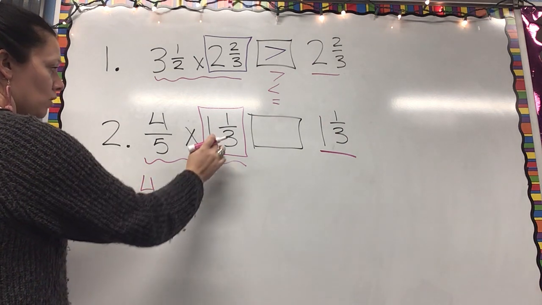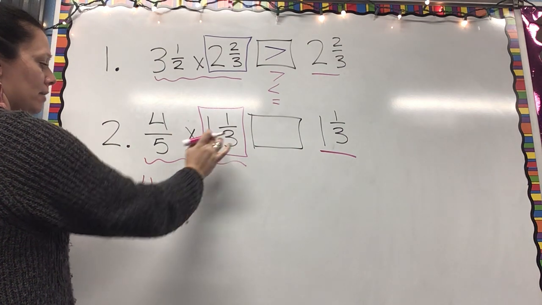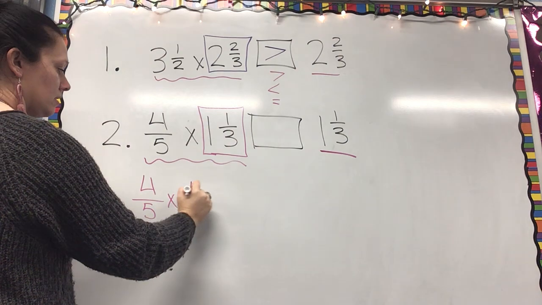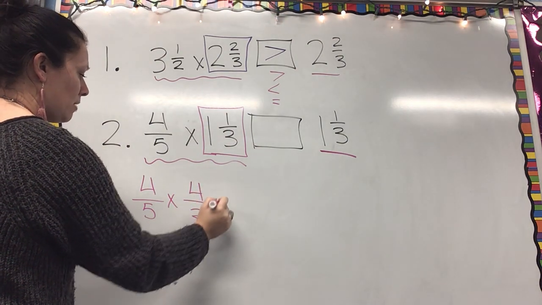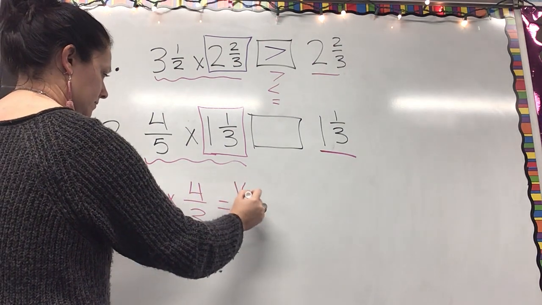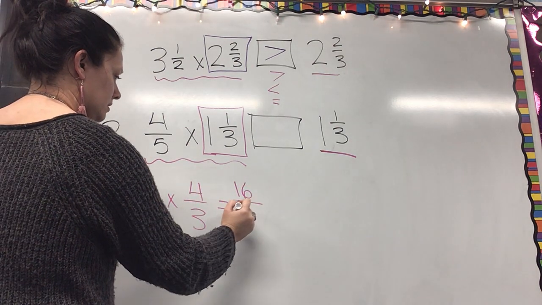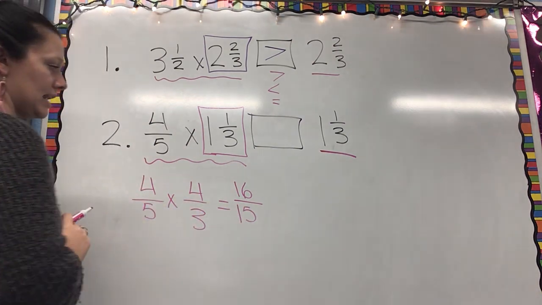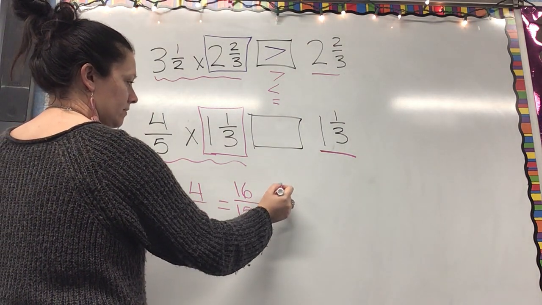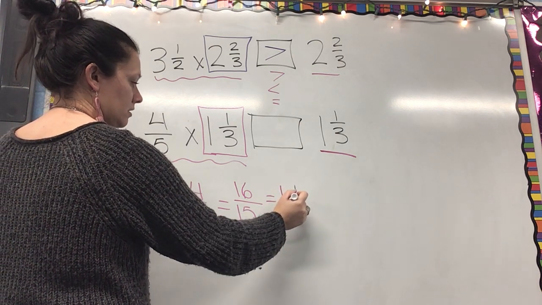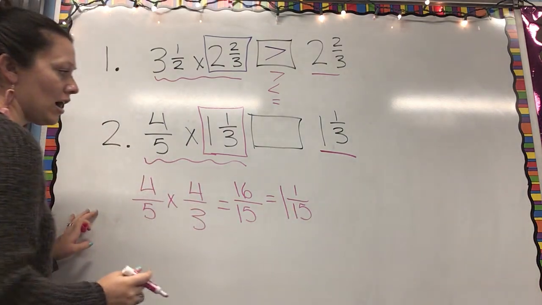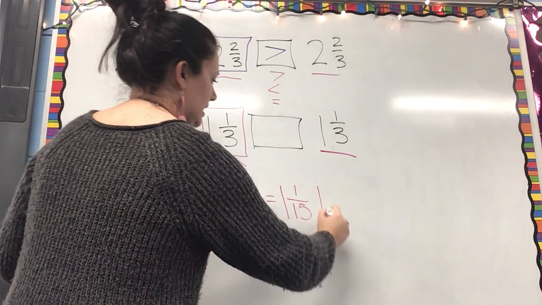4/5 times 1 1/3. I need to turn that mixed number into an improper fraction. So 3 times 1 plus 1. All right, I need to multiply across now. 4 times 4 is 16. 5 times 3 is, and now I need to simplify, right? 16 divided by 15 is, with how many left over? And my denominator stays the same. So now I'm looking at 1 1/15.